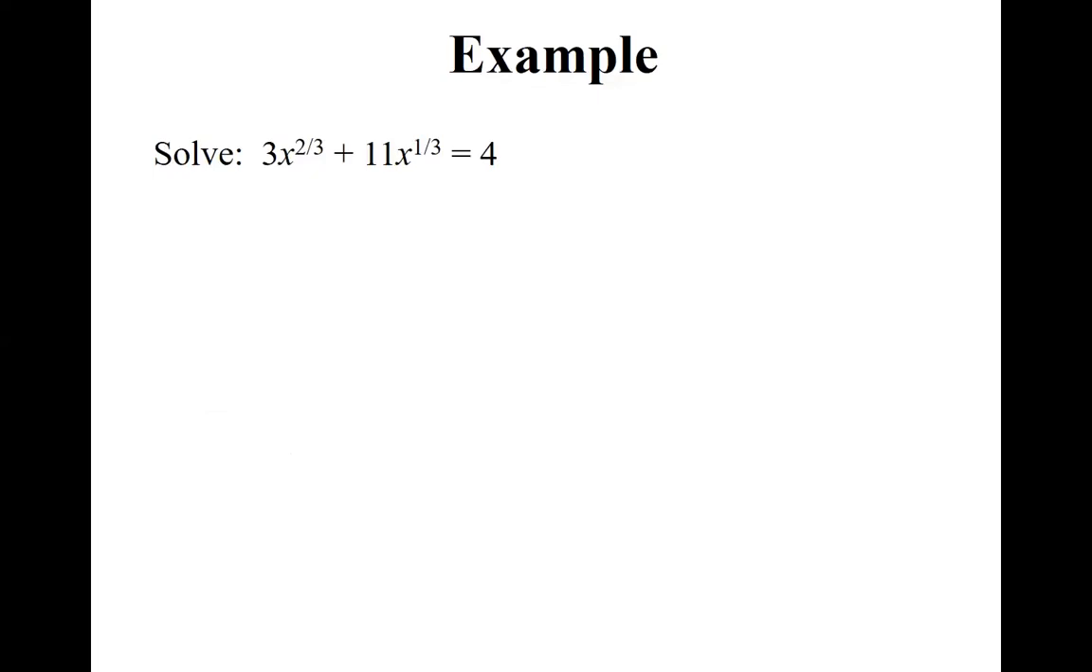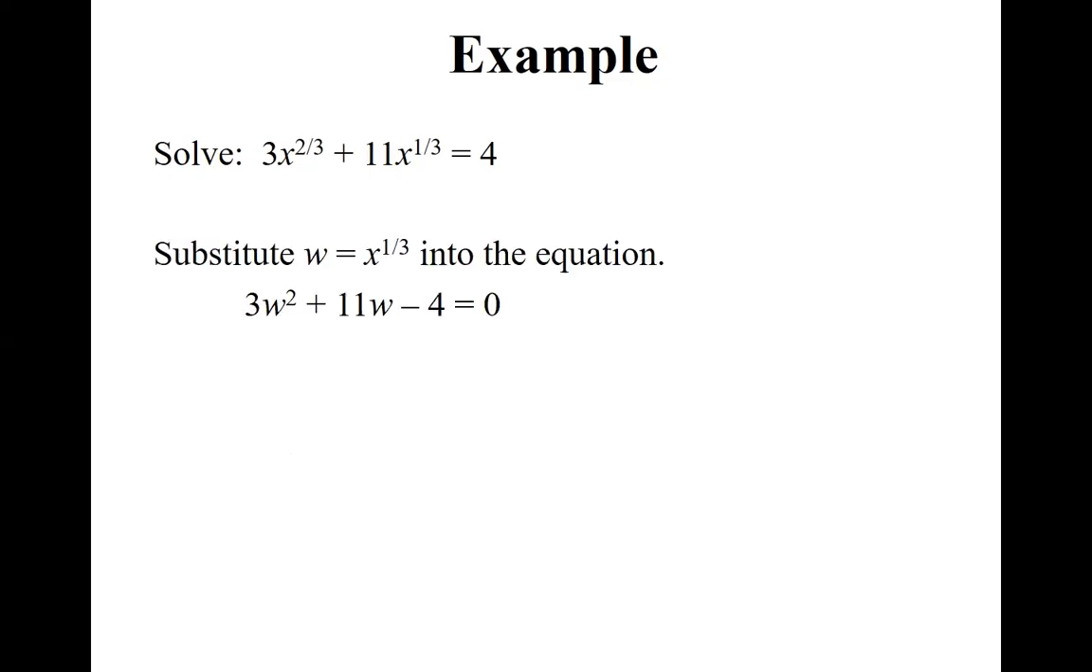Next up, 3x to the 2/3 plus 11x to the 1/3 equals 4. If this was just x squared and x, we'd be able to use quadratic methods to solve. So let's use w again. Let's let w be x to the 1/3. That makes this 3w squared plus 11w minus 4 equals 0, because we have to move that 4 from the right to the left, subtract 4 from both sides.